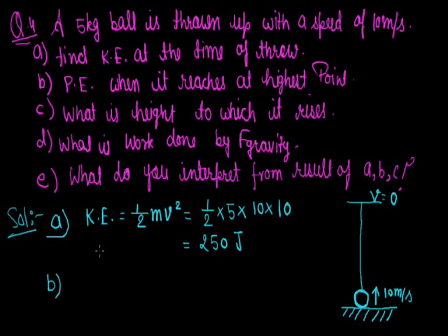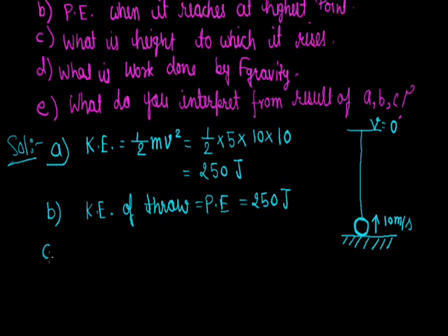Now the second is potential energy when it reaches the highest point. As the ball rises, its kinetic energy decreases and its potential energy increases. At the topmost point of the motion, the ball comes momentarily to rest. The kinetic energy becomes 0. At this point, the kinetic energy has been converted into potential energy. Therefore, potential energy at the topmost point will be the same as the kinetic energy of throw by energy conservation, which will be 250 joule.